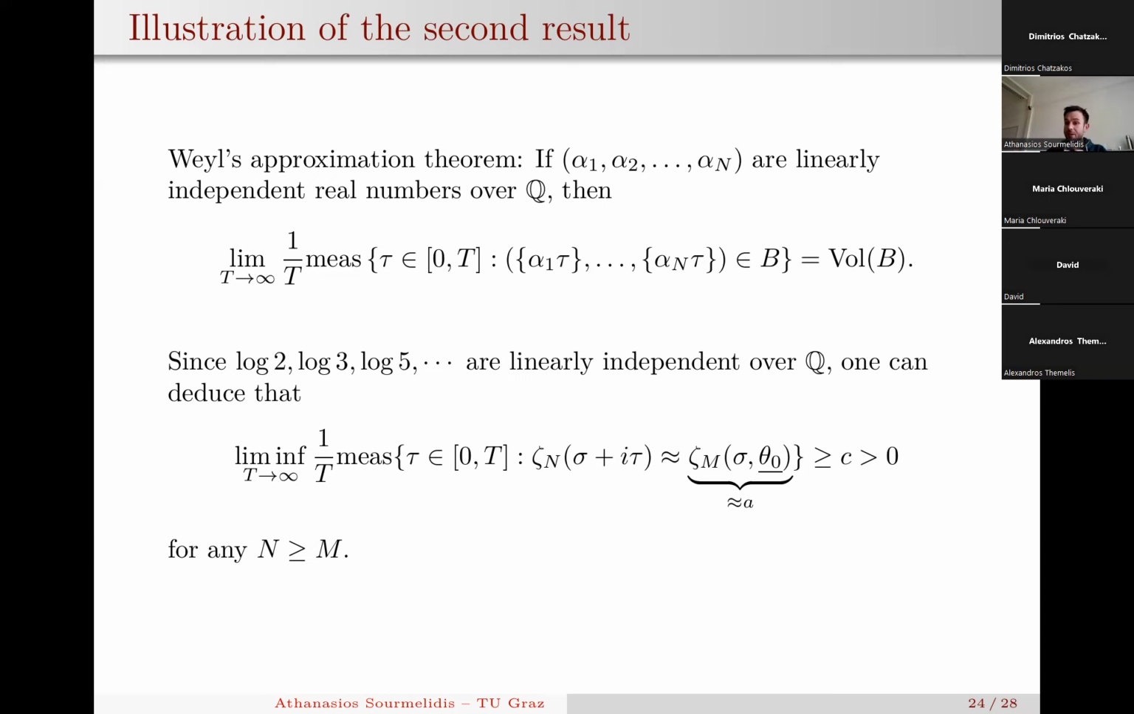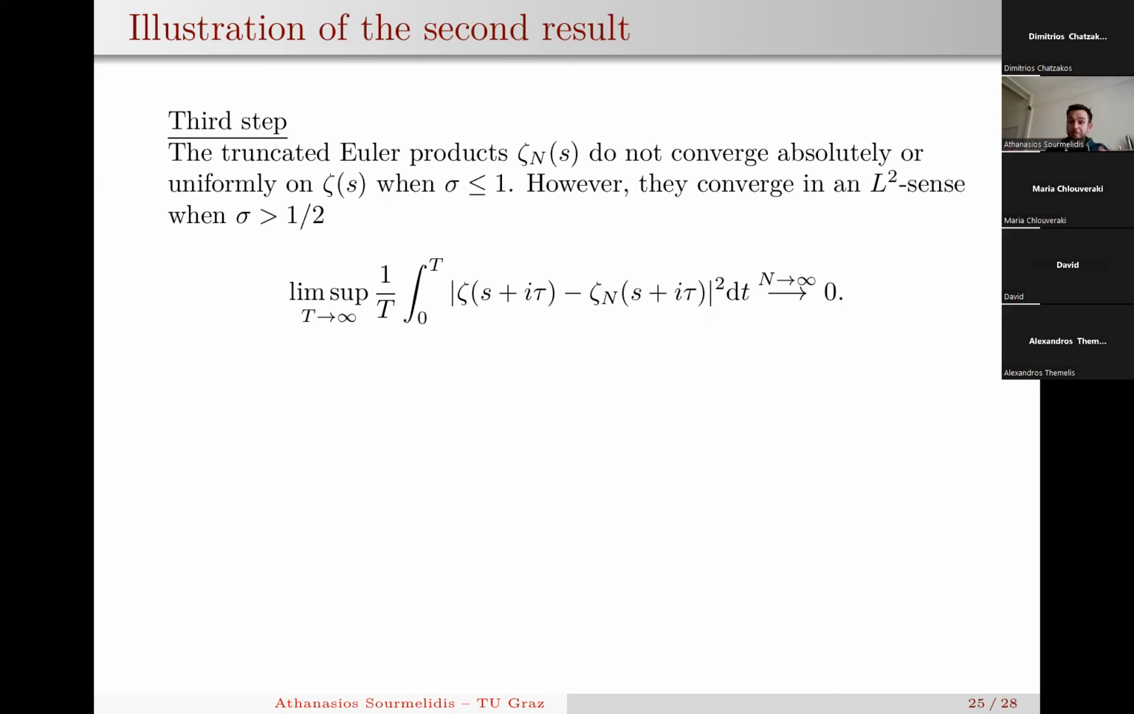So we have this now, and now we need to involve the Riemann zeta-function. Now the problem is that these truncated Euler products do not approximate the Riemann zeta-function in the conventional sense, when the real part of a complex number is between 1/2 and 1, because it's not absolutely convergent, not even uniformly convergent, this representation when we are in this strip. However, Bohr proved that there is an L2 approximation. Basically, this lim sup exists.